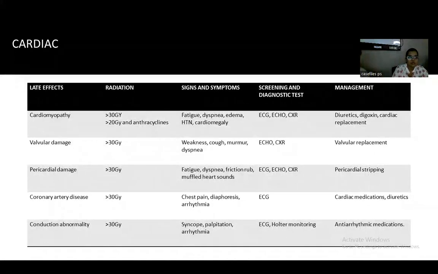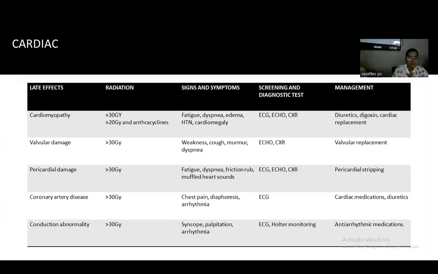Next is cardiac effects. Cardiac effects include cardiomyopathy, which presents as fatigue, dyspnea, edema, hypertension, and cardiomegaly. We can do ECGs, echoes, and chest X-ray for the same, and consider using diuretics, digoxin, and cardiac replacement. For pericardial damage, we have to do pericardial stripping, and these patients usually present with fatigue, dyspnea, friction rub, and muffled heart sounds. Next is coronary artery disease that presents as chest pain, diaphoresis, and arrhythmia.